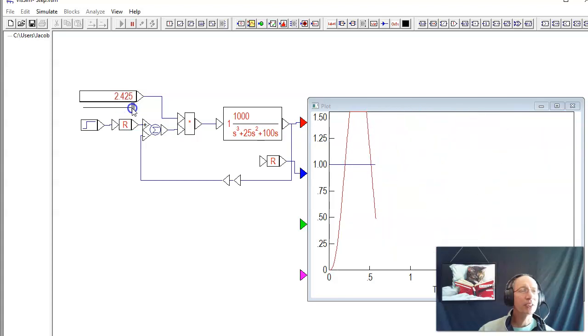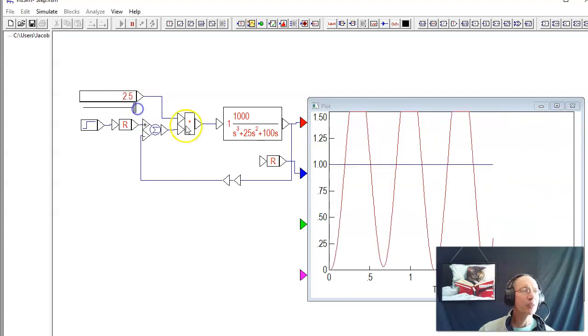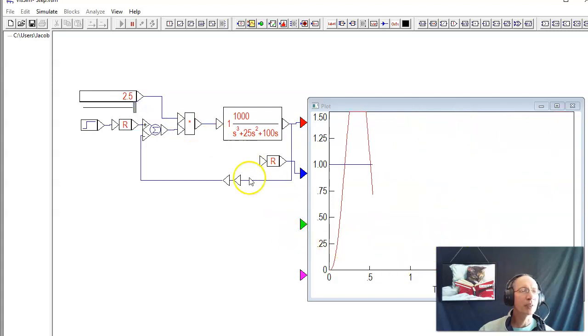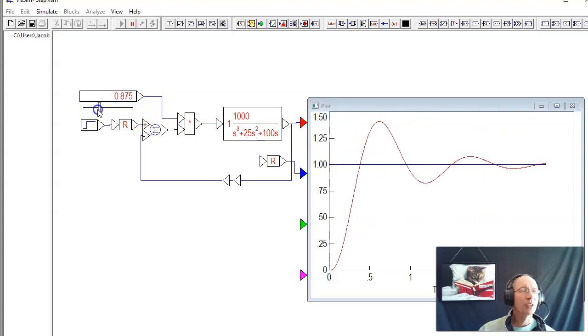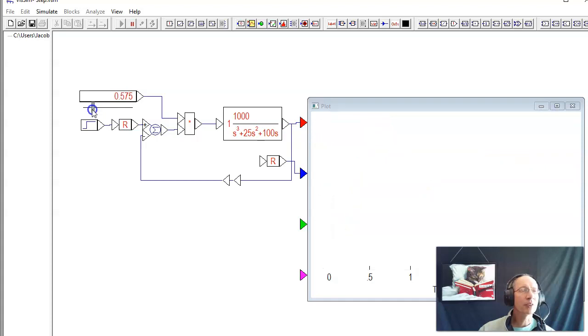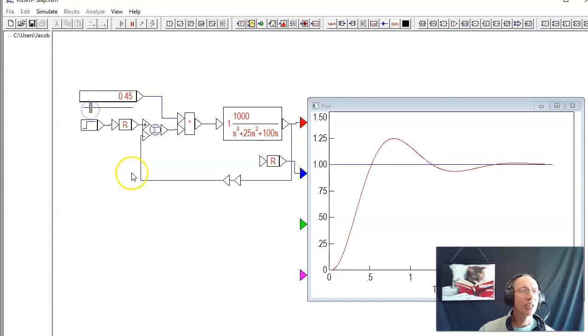Routh criteria says K's got to be less than 2.5. That's this point. That's where I'm on the j omega axis. And more than 0. You can get a lot of different responses between 0 and 2.5. If I want a certain overshoot, like 25% overshoot, that's where I want the gain. I want the gain to be 0.45.